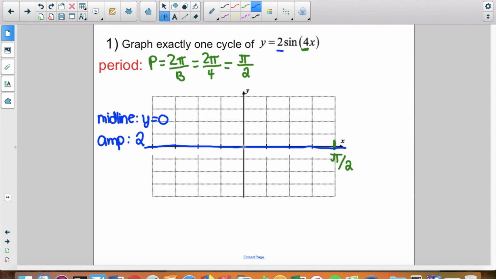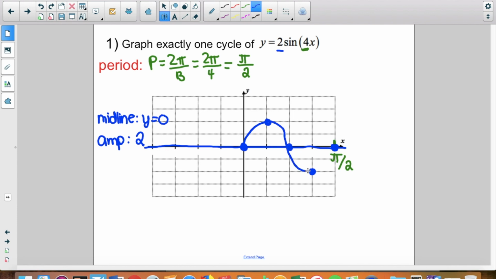Since it's sine, it starts at the midline, and then we go above. To get to that point, we have to use our amplitude, so we go up 1, 2, back to the midline, go down 1, 2, back to the midline. Notice we stopped at our period, so now we connect.